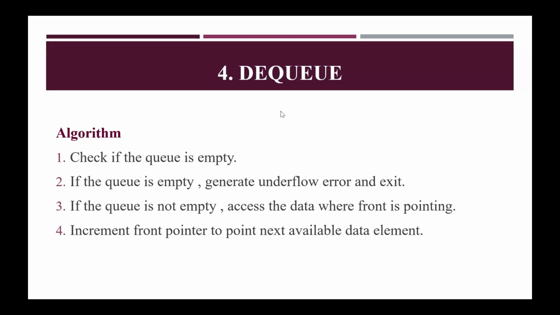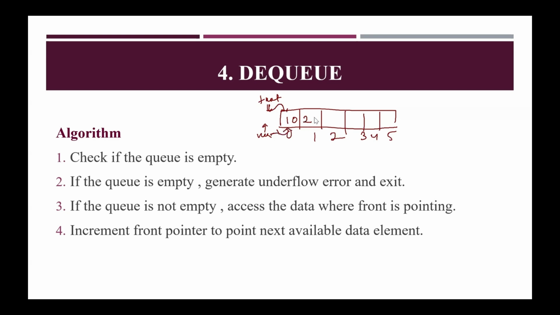So for example, right now there is no element present. No element present means front points to this location and rear also points to this location, that is -1. So you have to check if the queue is empty. Yes, it is empty, so we have to print underflow, we cannot delete, and we exit. Then we insert some value. For example, I insert the value 10. Front points to this one, rear also points to this one.